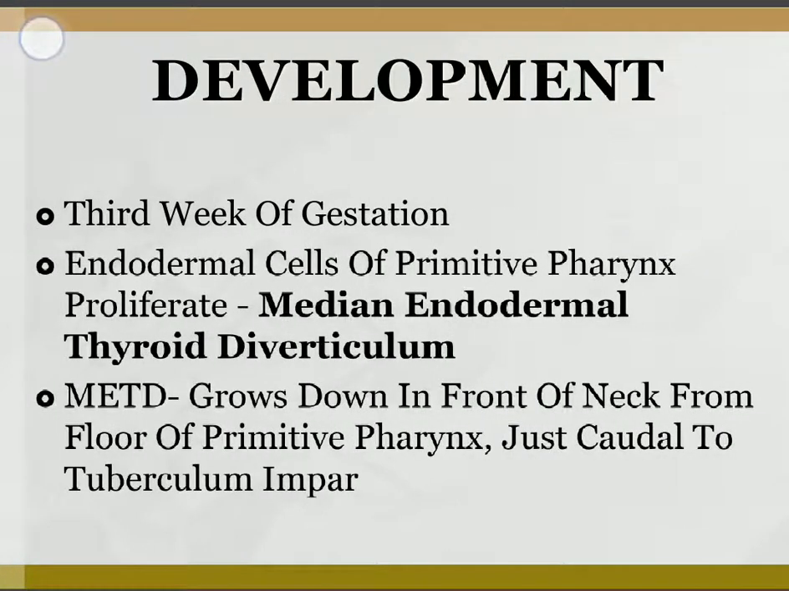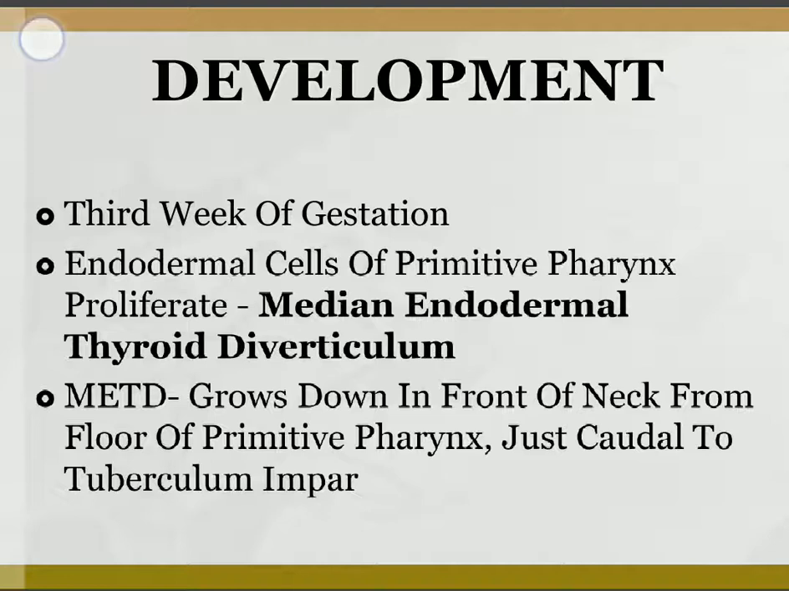Development of the thyroid gland: embryologically, during the 3rd week of the gestation or the intrauterine life, the endodermal cells of primitive pharynx proliferate to form median endodermal thyroid diverticulum. Primitive pharynx is the cranial portion of the foregut. And this median endodermal thyroid diverticulum grows down into front of neck from the floor of the primitive pharynx just caudal to the tuberculum impar.